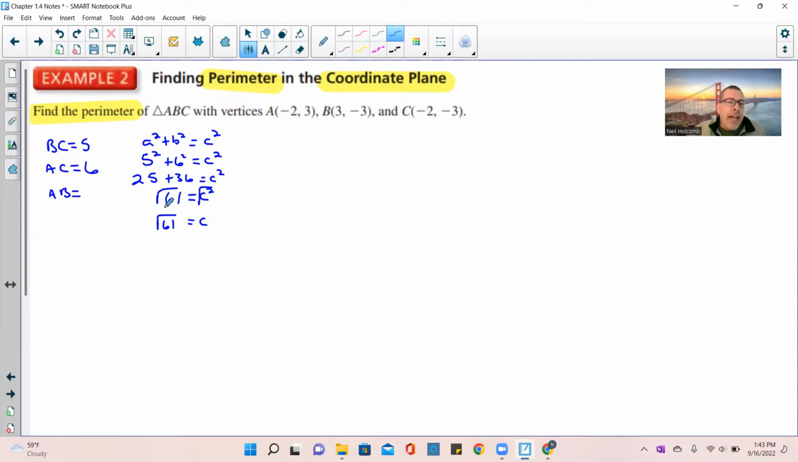The real actual answer would be plus or minus the square root of 61, but we're dealing with distance here, and distance cannot be negative, so we want the principal root.